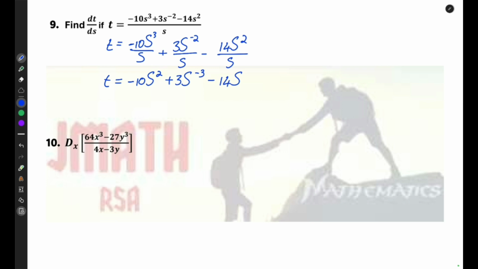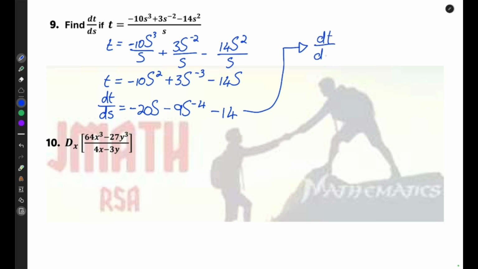And in this notation, if I do the derivative, I'm just going to rewrite it as dt over ds. My space is a bit limited, but let's try and squash it in there. So this would just be minus 20s, and then minus 9s to the power minus 4, minus 14. Okay, and then once again, there's a negative exponent. So final answer would then be dt over ds is equal to minus 20s minus 9 over s to the power 4, and then minus 14.